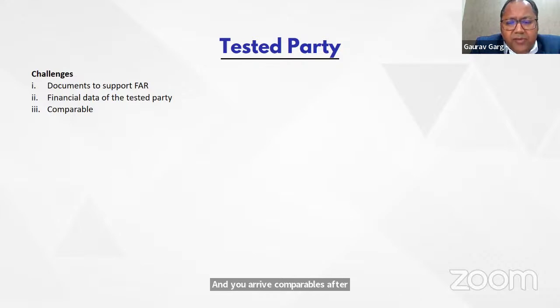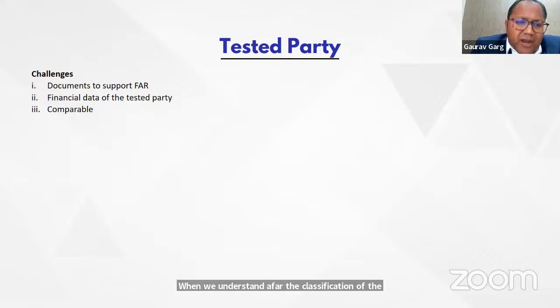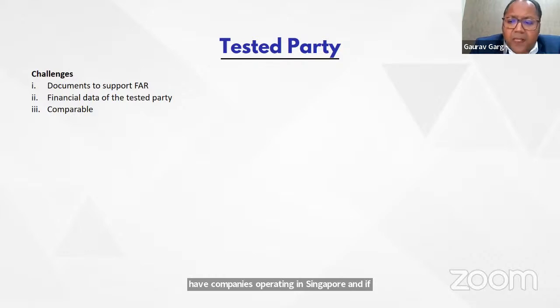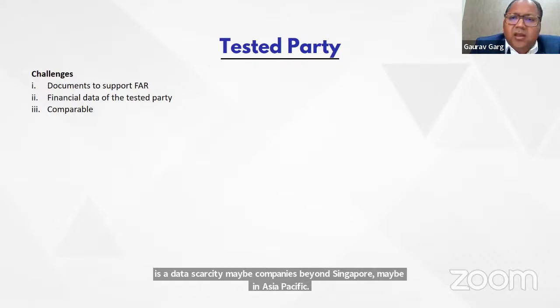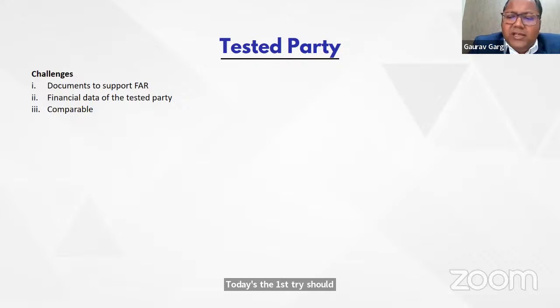So when we understand a FAR, the classification of the tested party and then developing attributes or search criteria for the comparables are very important. And then you look for comparables in the databases. For example, if you have taken a tested party which is based out of Singapore, preferably one should have companies operating in Singapore. And if there is a data scarcity, maybe companies beyond Singapore, maybe in Asia Pacific. But the first try should always be to get local comparables, local in the sense of local from the perspective of the tested party.